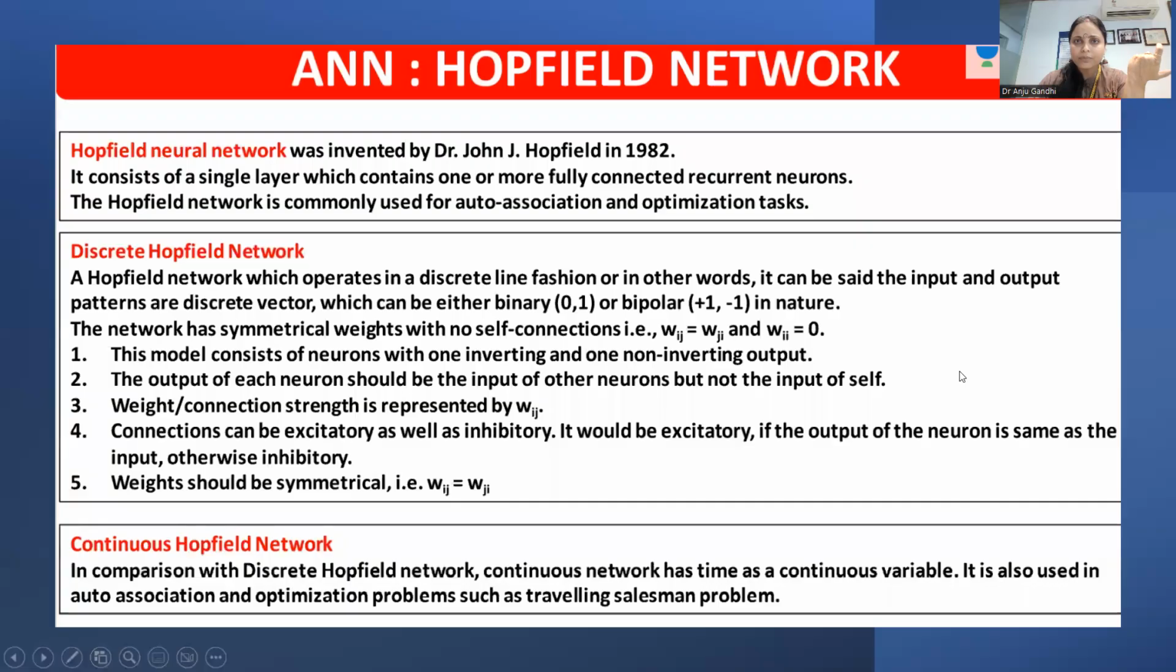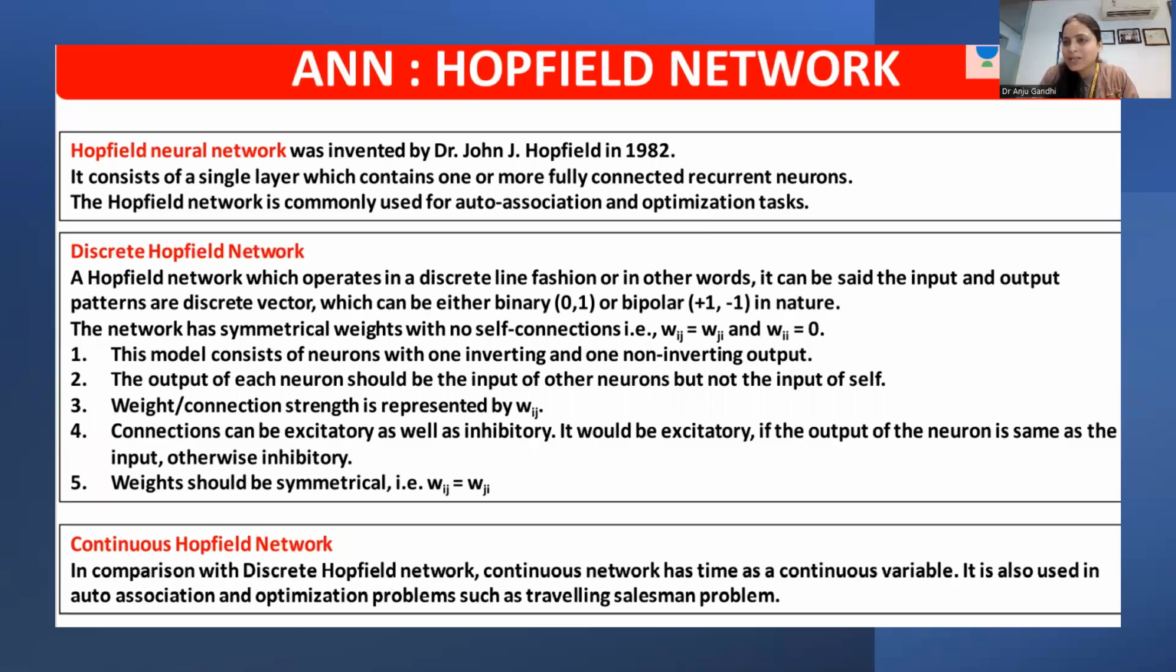Now, let's revise a bit more about the Hopfield network. It was invented by Dr. John J. Hopfield in 1982. It consists of a single layer, which contains one or more fully connected recurrent neurons. The Hopfield network is commonly used for auto-association and optimization tasks.